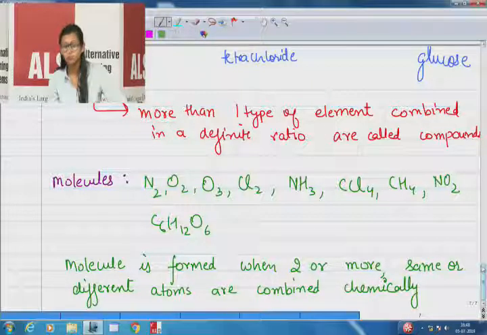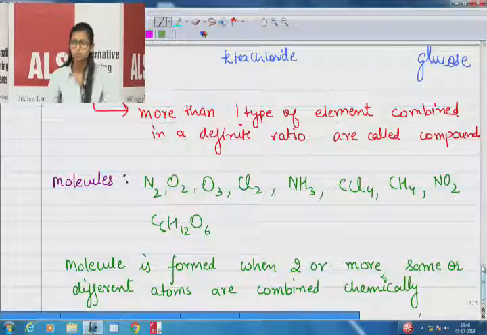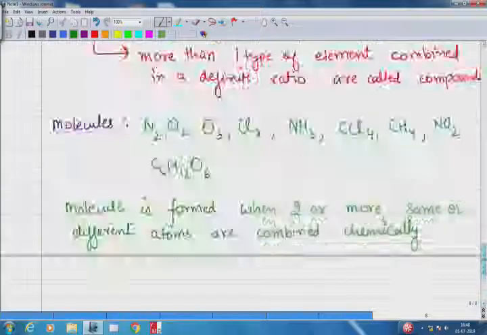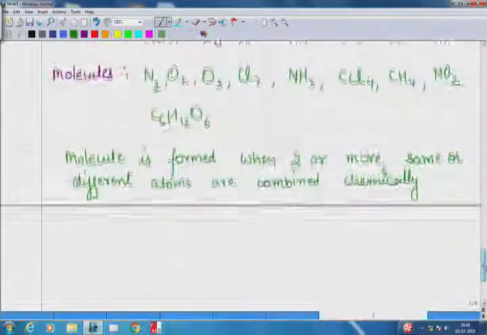Okay, so I hope with this the difference is absolutely clear between atoms, molecules and compounds. Still, if there is any doubt, you can just write it down and let me know. Clear to everyone, right? Okay, have you written it? Done with the writing part? Good.